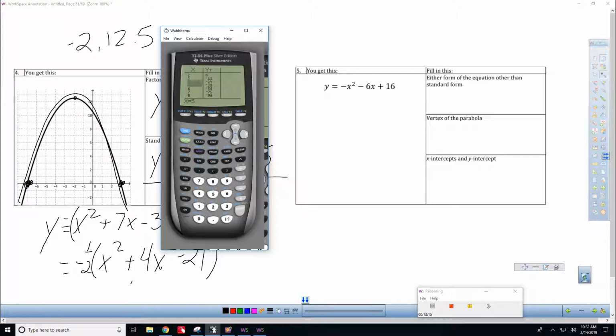Oh, not symmetric. You ready for a little hint? Sure. Watch this. Table settings. Instead of only going up by 1, let's go up by 0.5. And what does that do for that? So second window. Now let's go back to my table.